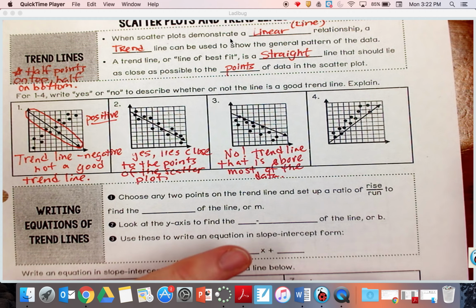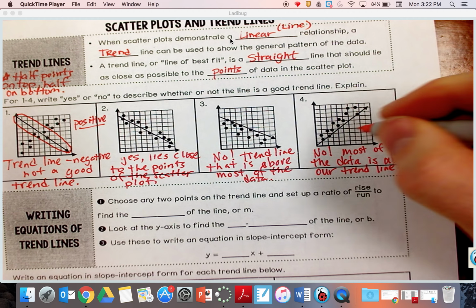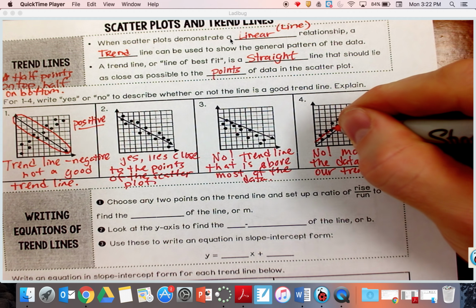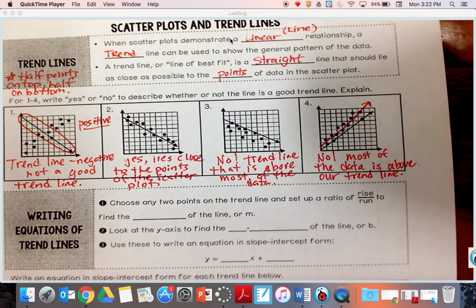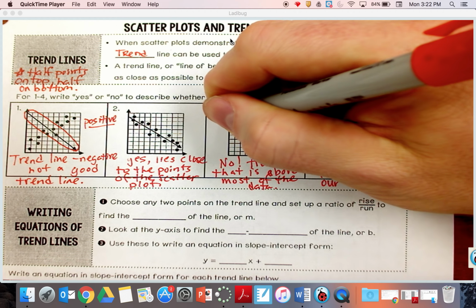Most of the data is above our trend line. Remember, we want our trend line to run through the middle of our data set. So a good representation of a trend line here would be like that. Or a good representation for number 3 would be like so. The red line there that we have.